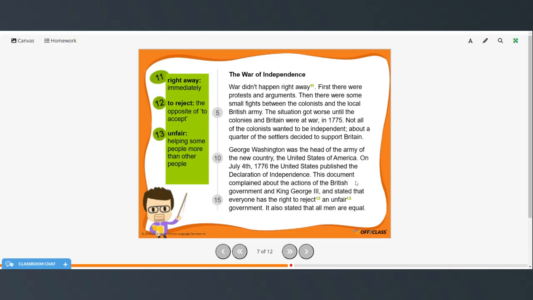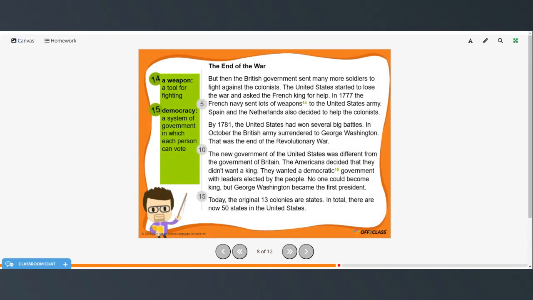This document complained about the actions of the British government and King George III and stated that everyone has the right to reject an unfair government. It also stated that all men are equal. A weapon is a tool for fighting. A democracy is a system of government in which each person can vote.